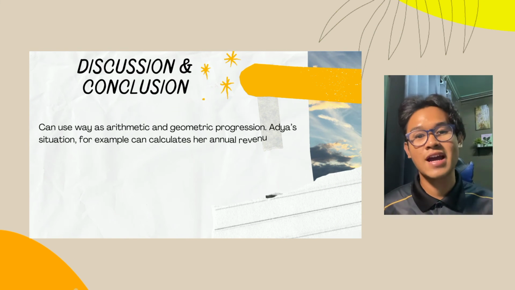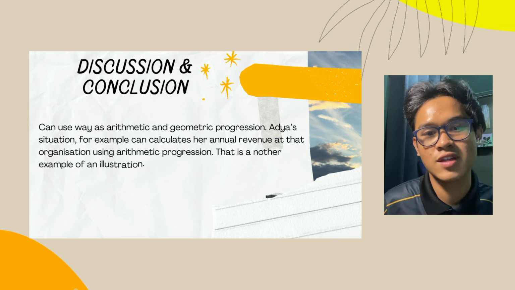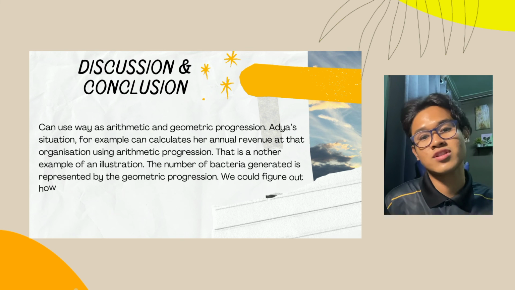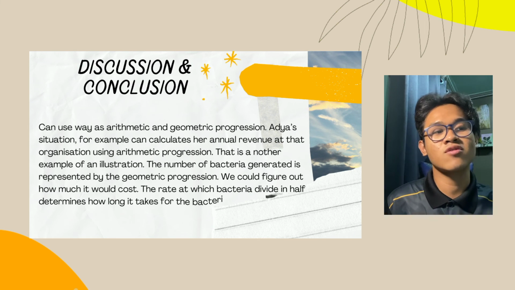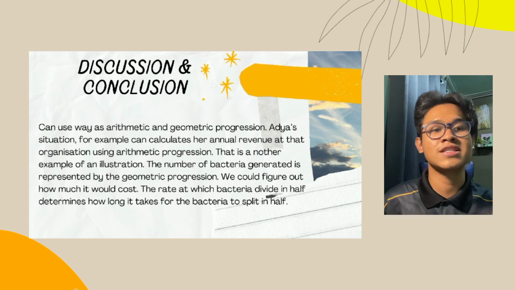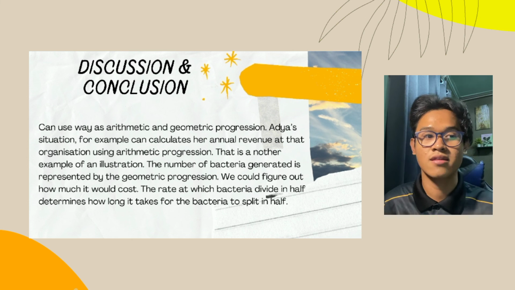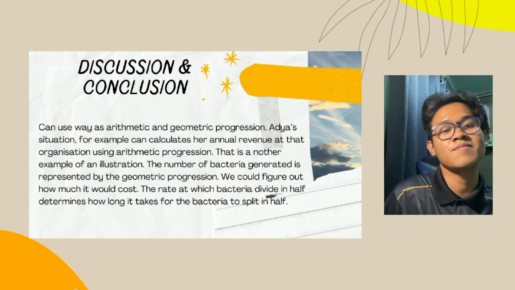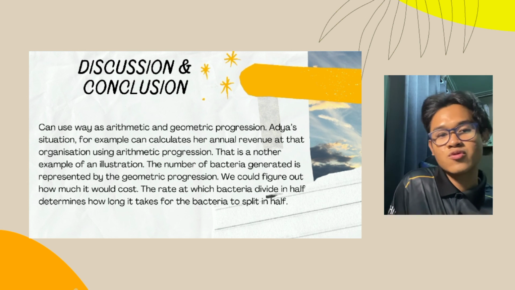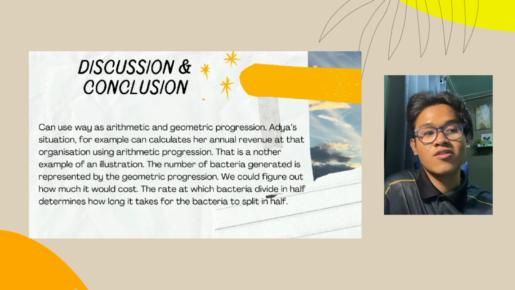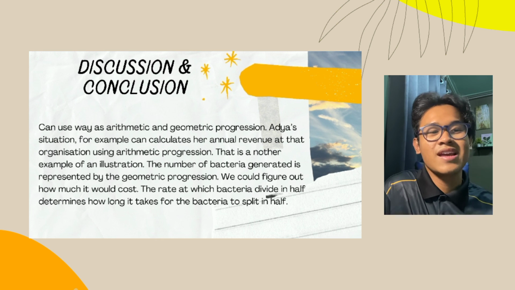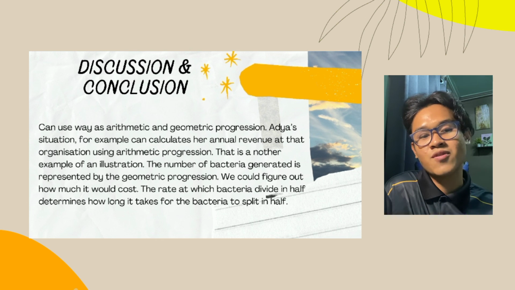Okay, the last part of the video is the discussion and conclusion. We can conclude that arithmetic and geometric progression can be used in our daily life to make future goals simple to analyze. For example, Vanessa can calculate her annual revenue at the organization using arithmetic progression. Another example is that the number of bacteria generated is represented by the geometric progression.